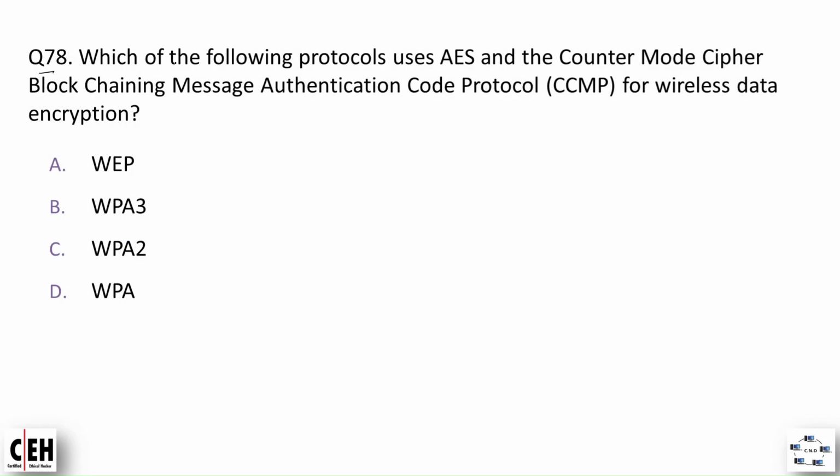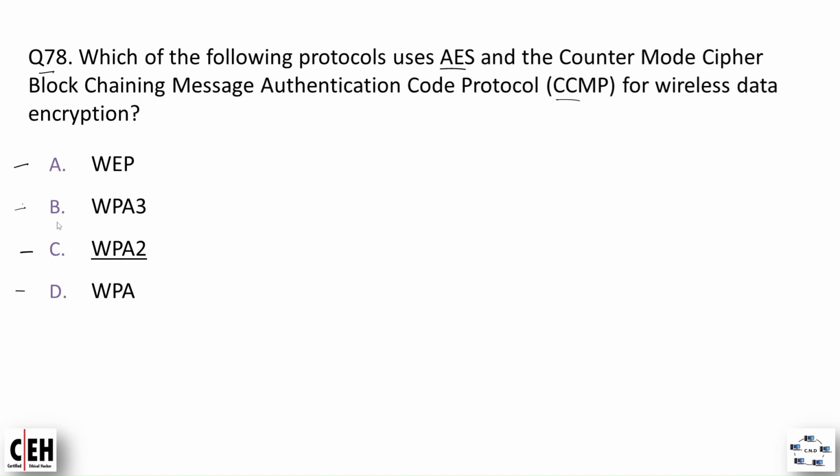Question number 78. Which of the following protocols uses advanced encryption standard and the counter mode cipher block chaining message authentication code protocol, that is CCMP, for wireless data encryption? Option A, WEP, that is wired equivalent privacy. Option B, WPA3. Option C, WPA2. And option D, WPA.